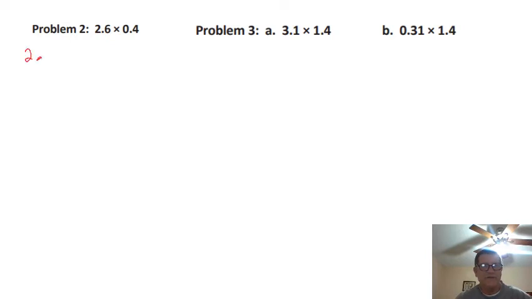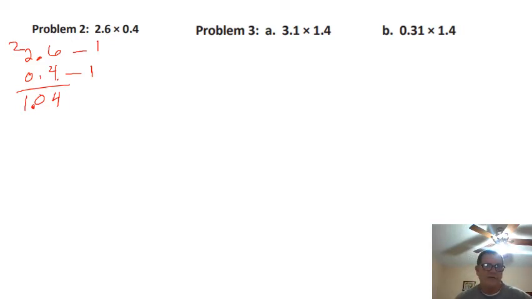I've got 2.6. This one I have 0.4, and I'll multiply it out. 4 times 6 is 24. 4 times 2 is 8, and 2 is 10. Now I have 1 decimal place in this factor, I have 1 decimal place in this factor, so I'm going to have to put 2 in, so I know my answer is going to have to be right there.